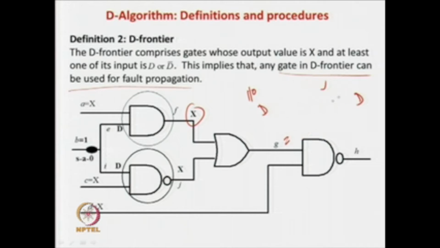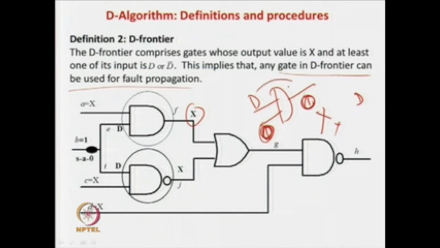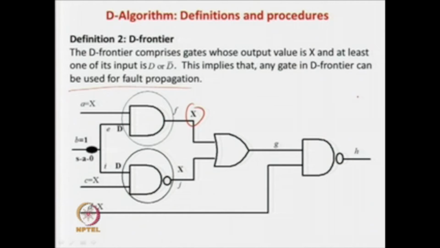But on the other hand, consider the same AND gate with a D on one input and 0 on the other input. Then the output is not x, because if one input is 0, the output will be 0 and not x. Then D cannot be propagated over here. So, what does it mean? A gate in the D frontier can only be used for propagating the effect of the fault, that is either D or D prime. Let us see this example of the circuit.